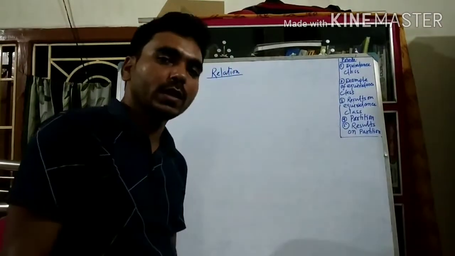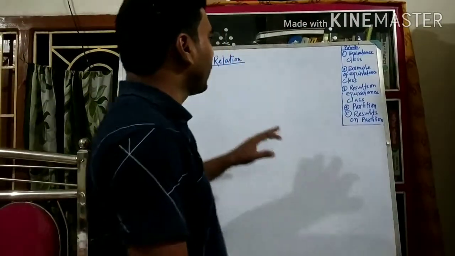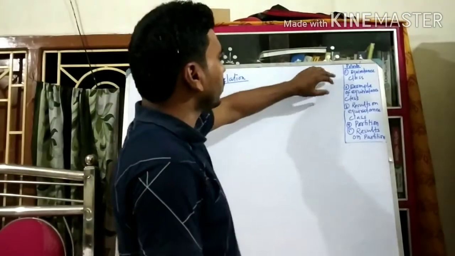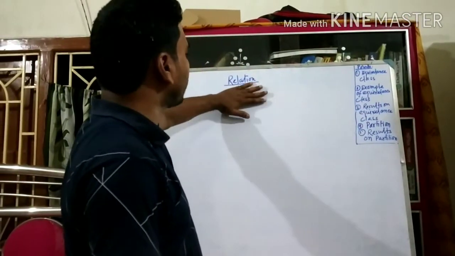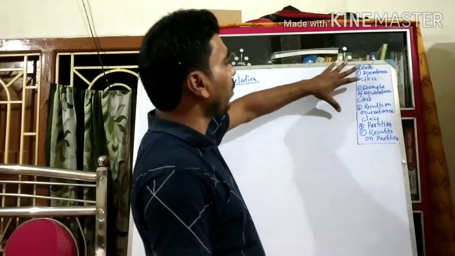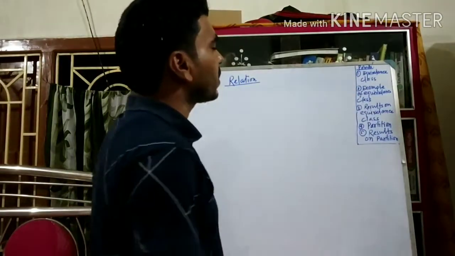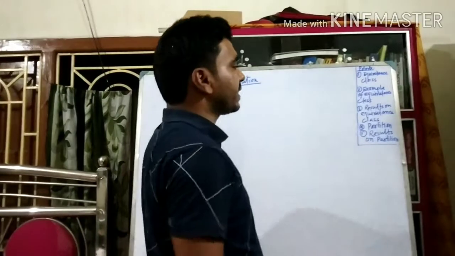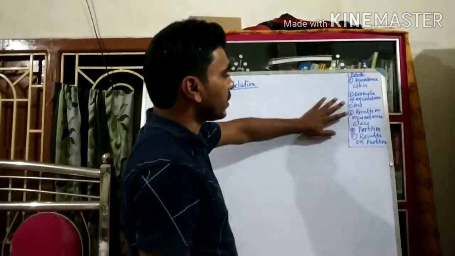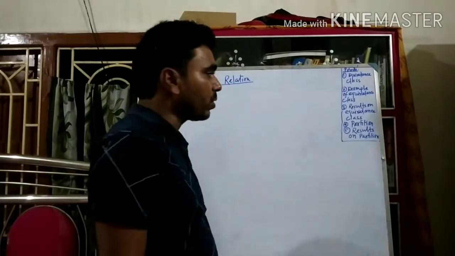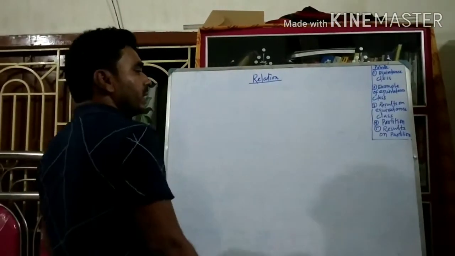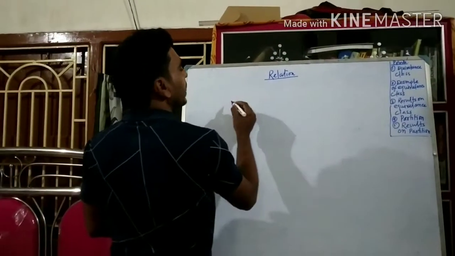Myself Dr. Gautam Haldar. In this video lecture, I'll talk about the following 5 points related to the concept of relation. And the points are these. First one is equivalence class, the examples of equivalence class, results on equivalence class, partition of a non-empty set, and results on partition. Okay, let's start. First point is equivalence class.